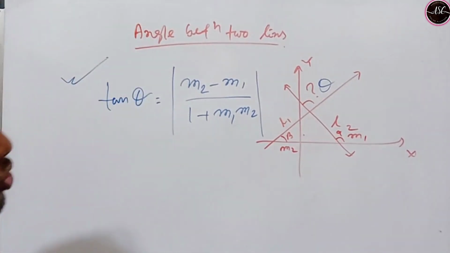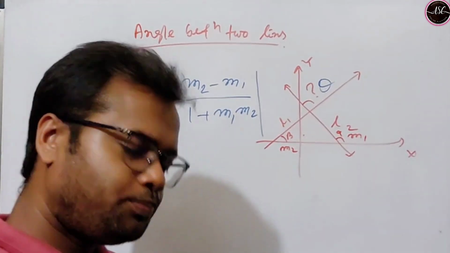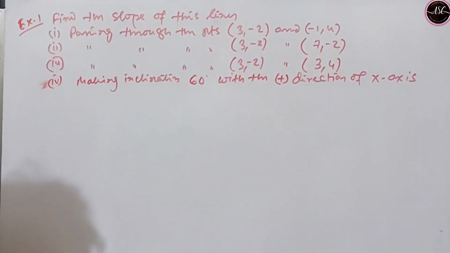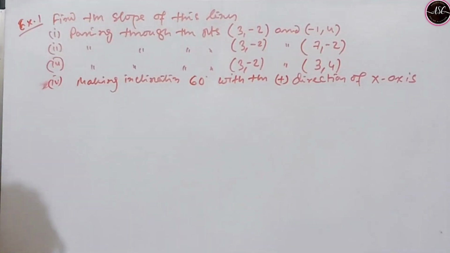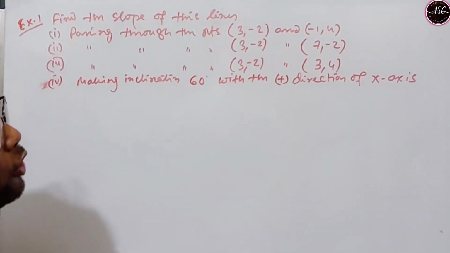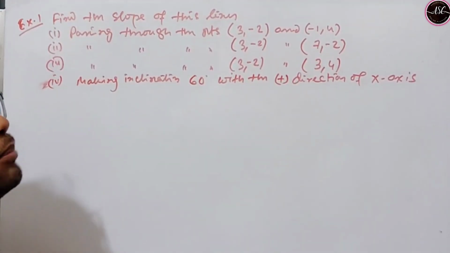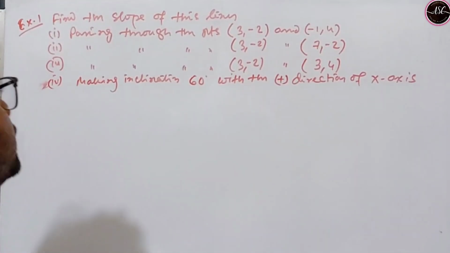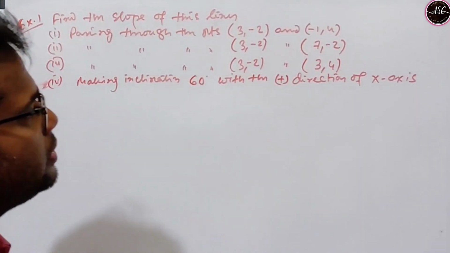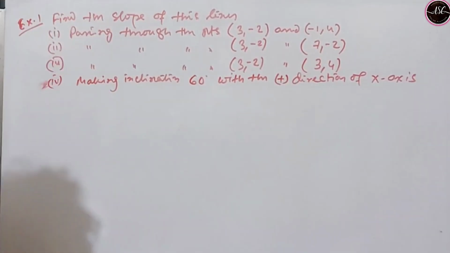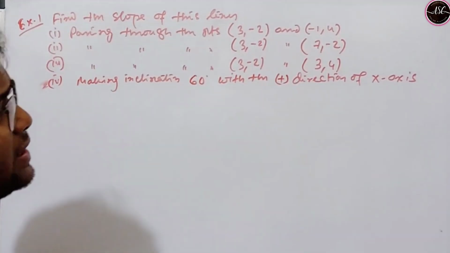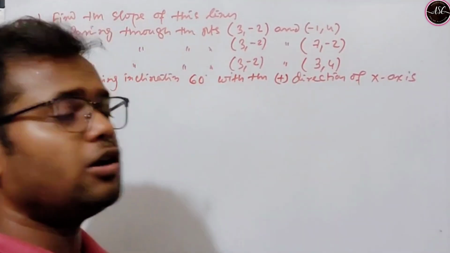Okay, so let's do some examples. Look at this question. Find the slope of these lines. Question 1: passing through the points (3, minus 2) and (minus 1, 4). Second, passing through the points (3, minus 2) and (7, minus 2). Third, passing through the points (3, minus 2) and (3, 4). And fourth, making an inclination of 60 degrees with the positive direction of the x-axis.